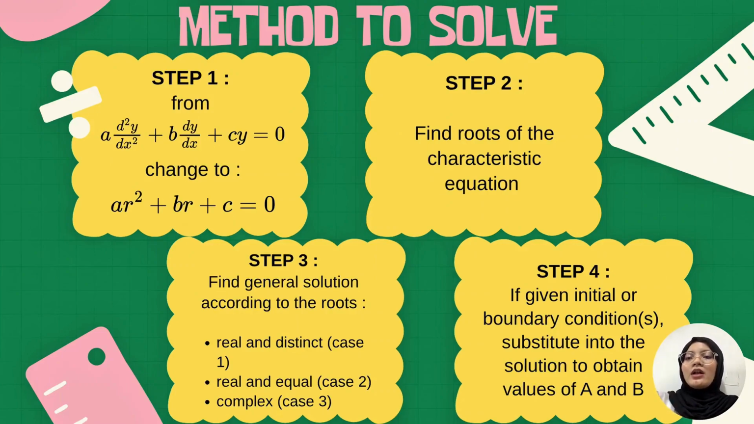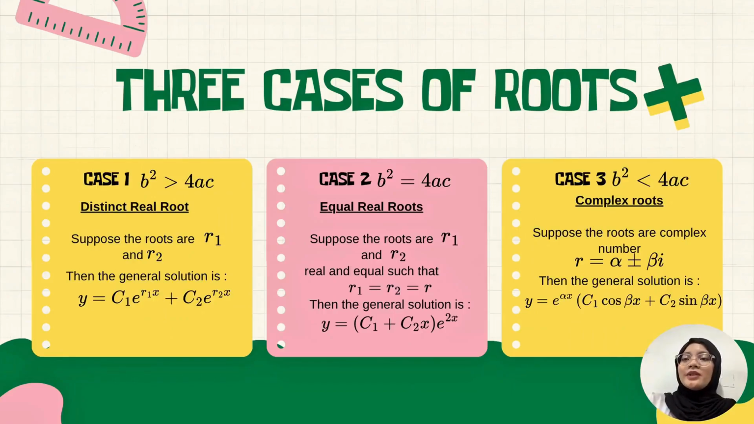Step 4, if we are given any initial or boundary conditions, we can substitute them into the solution to obtain the values of A and B. Next, I will talk to you about the 3 roots of the homogeneous differential equation. For case 1, it is the distinct real roots. It is when b squared is greater than 4ac.